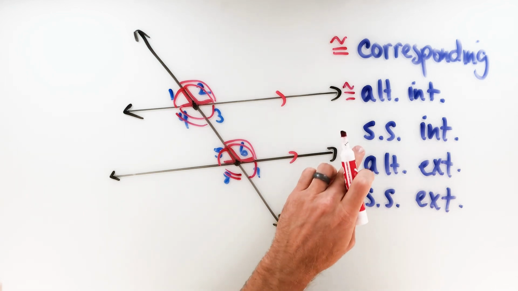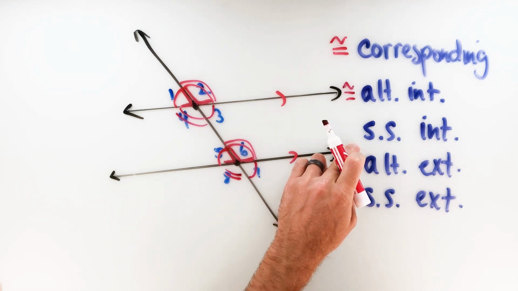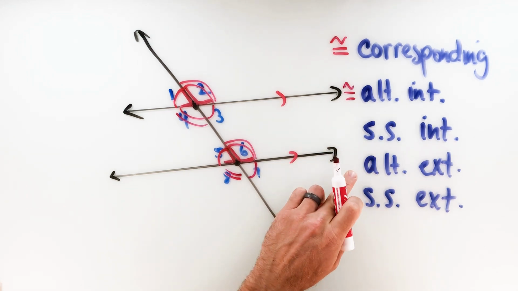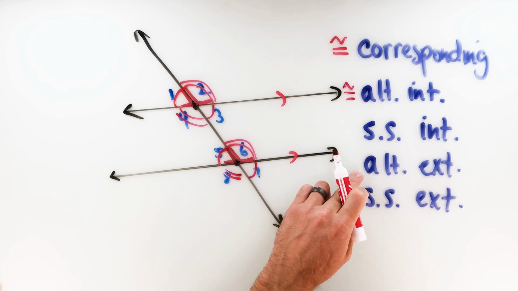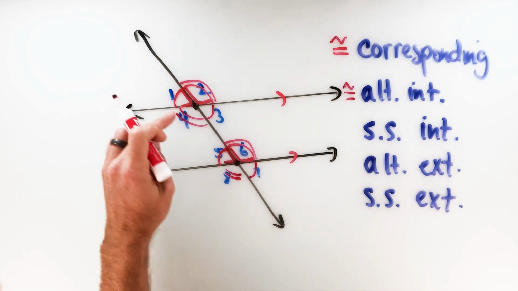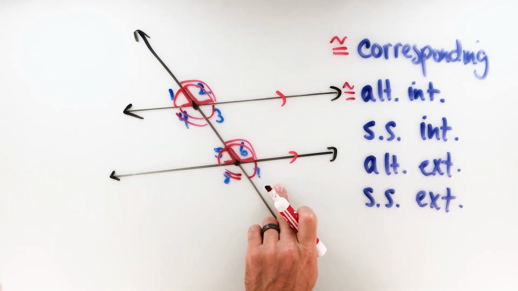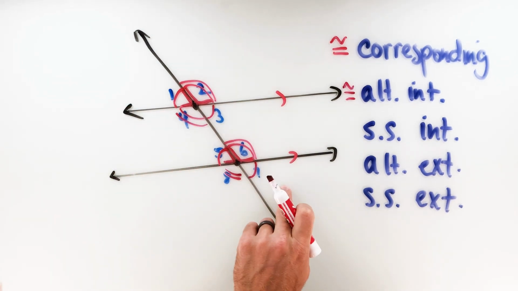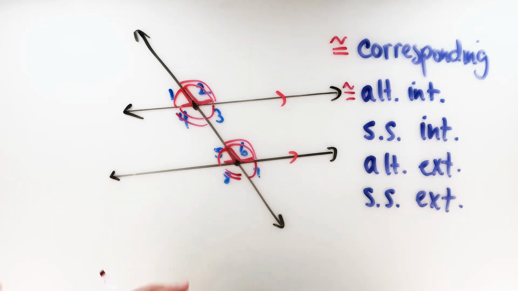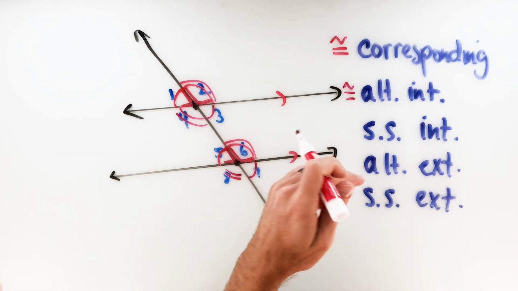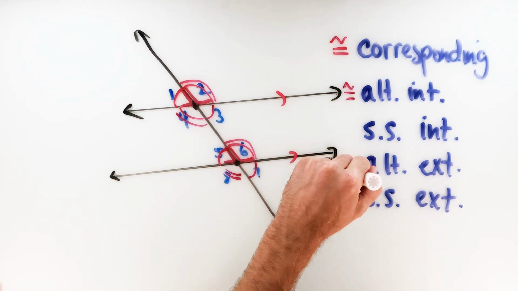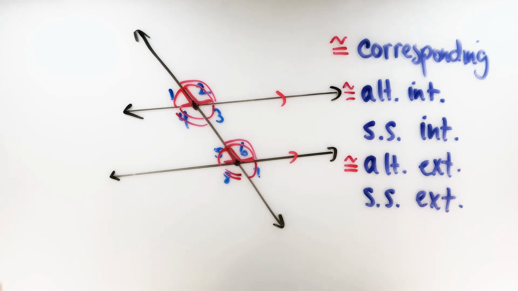If I make my way down, same side interior angles, I'm going to skip that one just for a second. So I've got another pair of congruent angles in alternate exterior. Angle 1 and angle 7, that's a pair of alternate exterior. You can see that we've already got those two angles marked congruent based on the situation we have with the parallel lines. So alternate exterior angles, when the lines are parallel, will always be congruent as well. The last two we have here are the same sides.